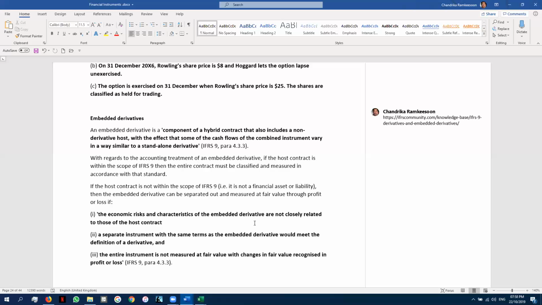So in this last part of it, with the effect that some of the cash flows of the combined instrument vary in a way similar to the standalone derivative if we were using options alone. Really, you see, the potential cash flows would be comprised of the cash flows related to the non-derivative host, which is the bond itself, and the cash flows related to the derivative, which is if he decides to exercise or not exercise, and so forth. But that is the classic example of an embedded derivative.